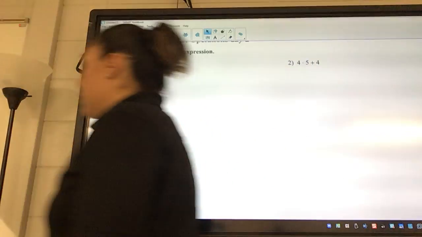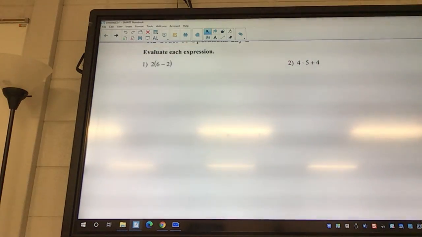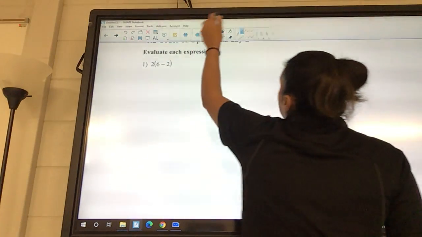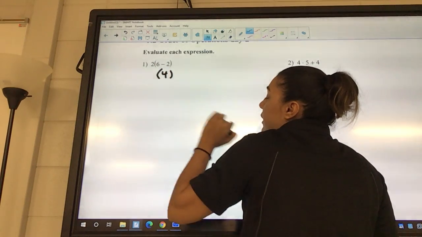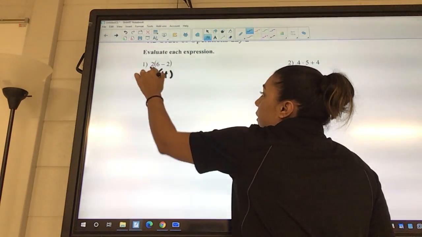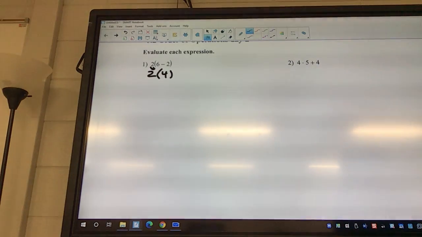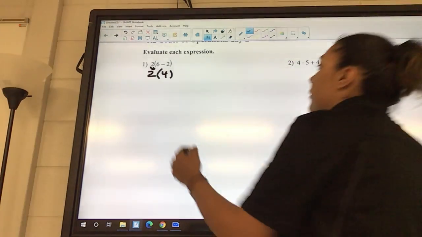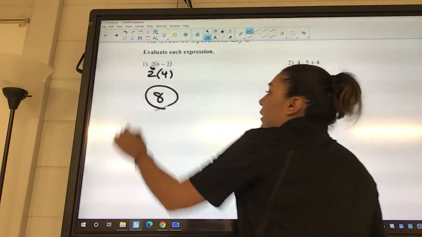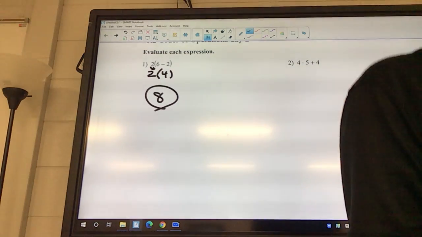Okay, so the very first one, on order of operations, we have to do our PEMDAS. That says do the parentheses first. So 6 minus 2, what's 6 minus 2? 4. So you're really going to have a 4 inside these parentheses, and we still got this 2 here. And what does it mean if they're right next to each other like that? It means multiplication. So 4 times 2 is 8, and that's going to be our answer.